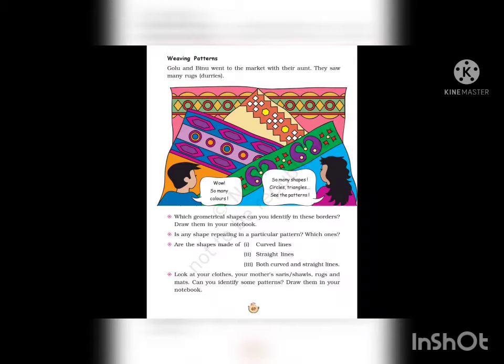Weaving pattern. Golu and Binu went to the market with their aunt. They saw many rugs, durries. Rugs means दरीज, ठीक है, जो आप घर पे दरी बिछाते हो वो, जिसे आप मैट भी कहते हो या कारपेट भी कहते हो, ठीक है.